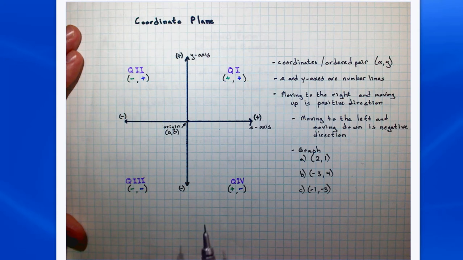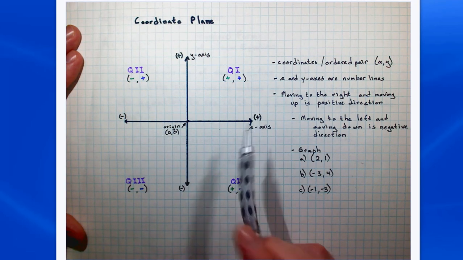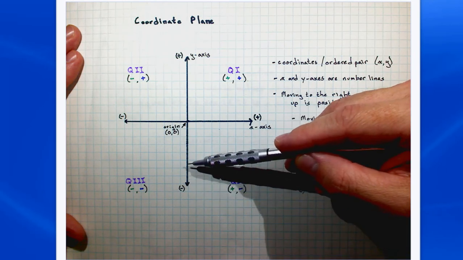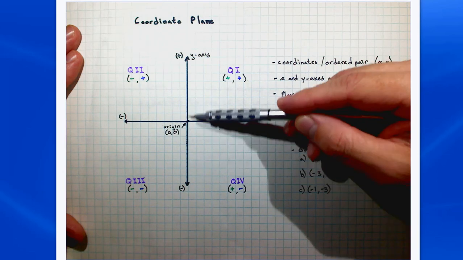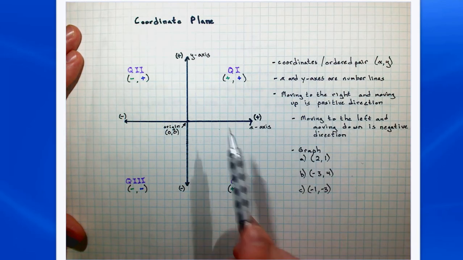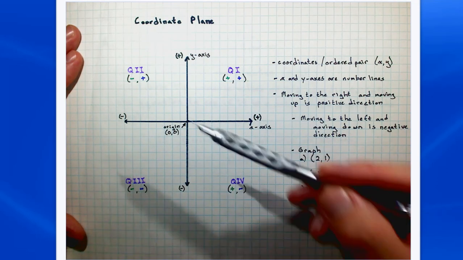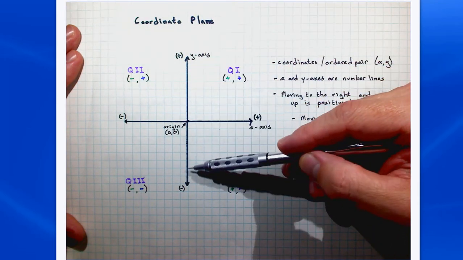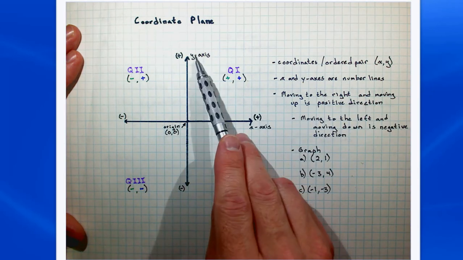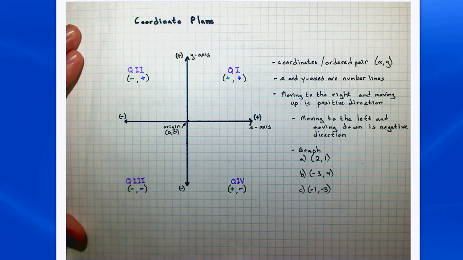Moving to the right is positive in the direction of the x-axis, and moving up is positive for the y-axis. Moving to the left along the x-axis is negative, and moving down along the y-axis is negative. So to the right and up is positive, and to the left and down is negative.